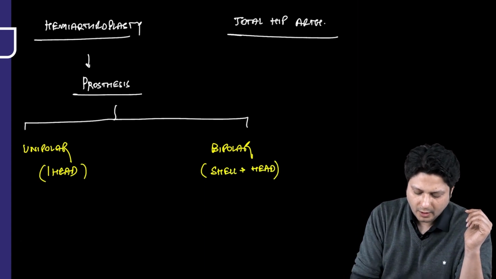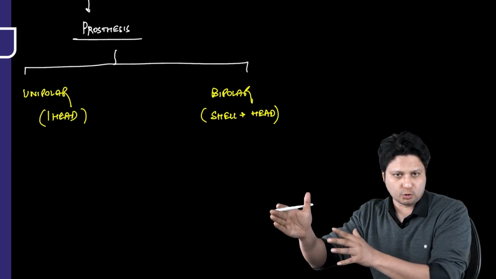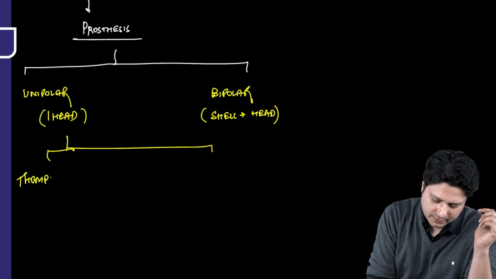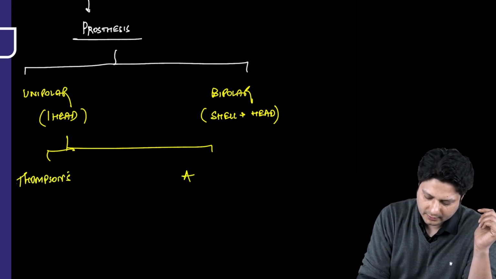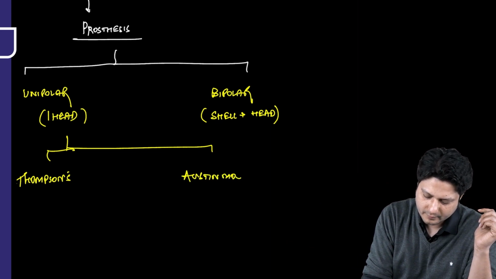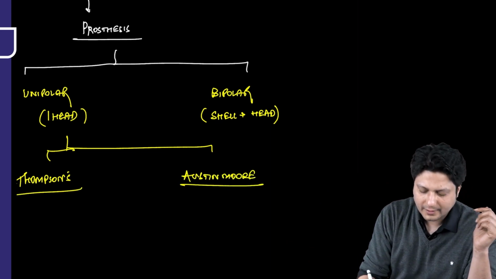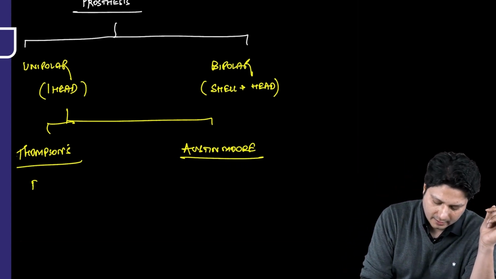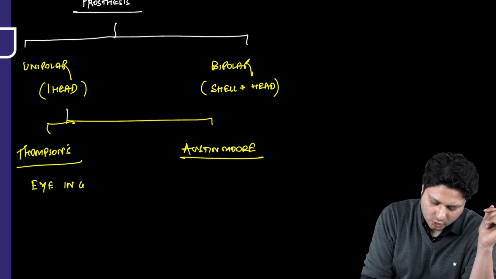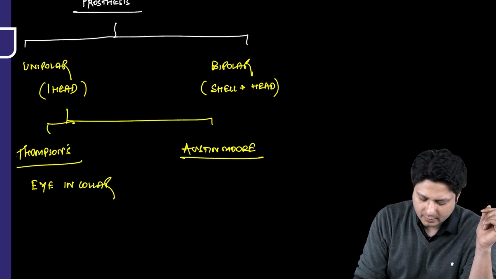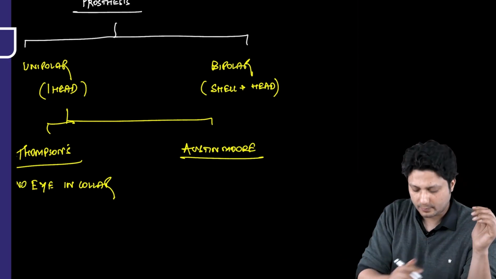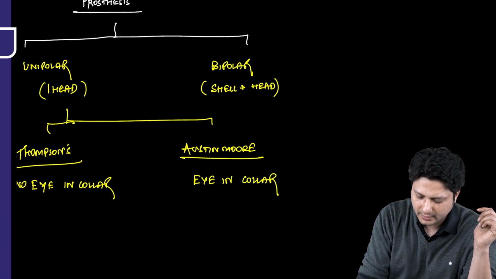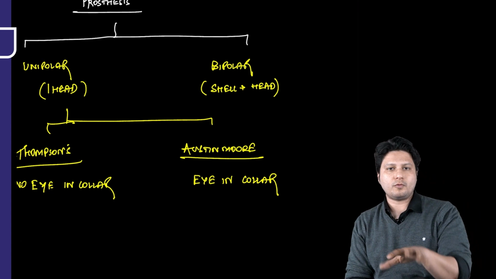All right. Now, unipolar prostheses are further categorized into two types. One is Thompson's and the other one is Austin-Moore. Now, how will you identify a Thompson prosthesis? In the Thompson prosthesis, there will be no eye in the collar, while there will be a presence of an eye in the collar of the implant in case of Austin-Moore. All these things you will come to know when we talk about the images.